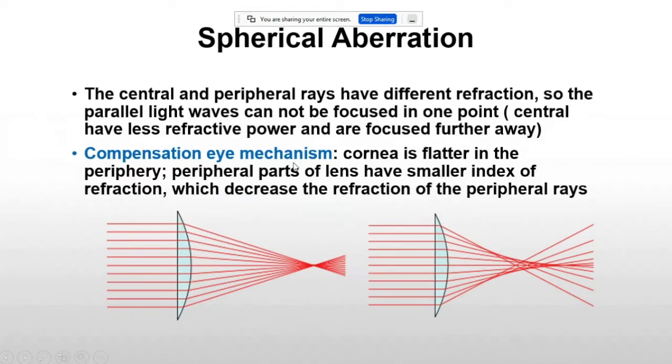The eye has some compensation to compensate for this aberration, because the cornea is flatter in the periphery, and peripheral parts of the lens have a small index of refraction. If you go back to the indexes of the lens, you'll see. And these two compensations can a little bit decrease this high refraction of the periphery of the lens. So a little compensation of this imperfection.